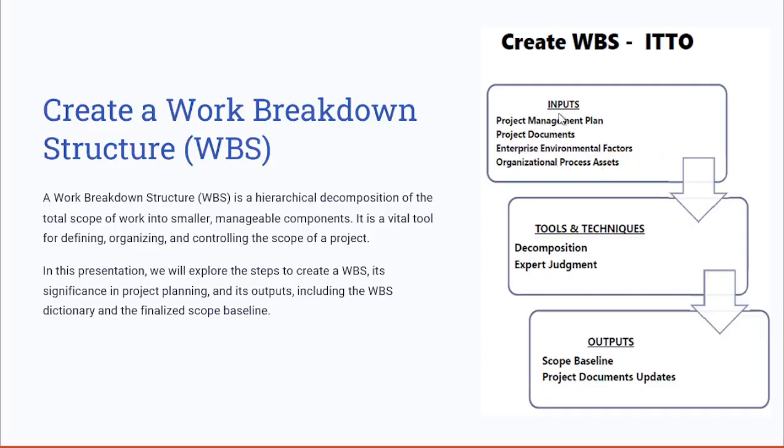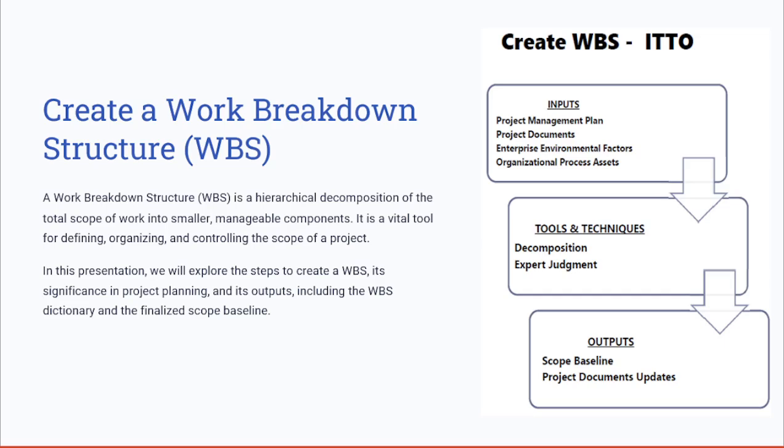The key inputs, tools, techniques, and outputs, including the project management plan, the project documents, the EEFs, OPAs, and the tools and techniques that we are going to look for, which is the decomposition. Also, the expert judgment, which we covered earlier. And the outputs here include the scope baseline and the project document updates. So we'll look at the scope baseline and the decomposition, as we haven't covered them before.